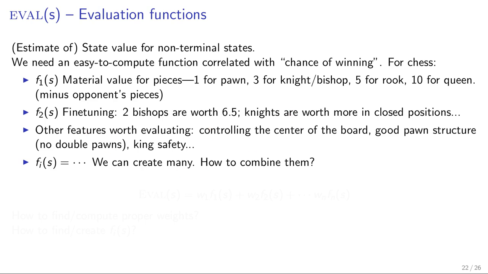There's a lot of things that you should take into account, like whether somebody controls the center of the board, pawn structure, and these all can be expressed as evaluation functions. But then you have a challenge to combine them, which you will use some weights, right? This is quite an obvious candidate. So you would use some kind of weighted sum.